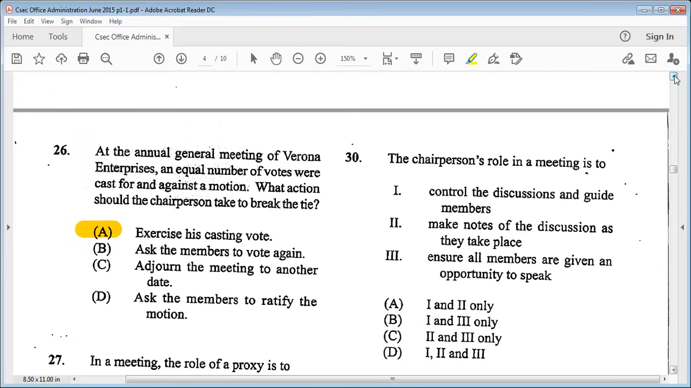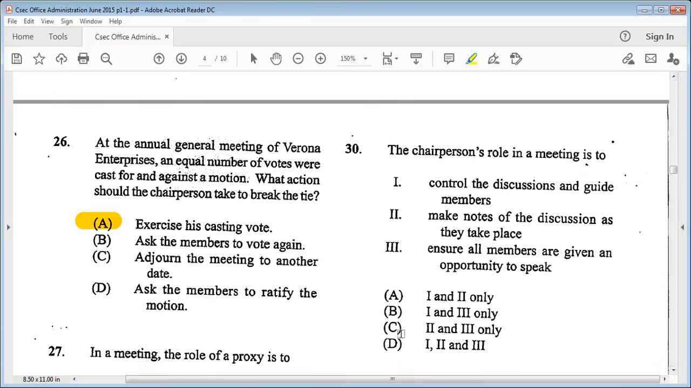Here it says, the chairperson's role in a meeting is to 1. Control the discussions and guide members. 2. Make notes of the discussion as they take place. 3. Ensure all members are given an opportunity to speak. Is it A, 1 and 2 only? B, 1 and 3 only? C, 2 and 3 only? Or D, 1, 2, and 3? We know it is all of these, all of them. So our answer would be D.